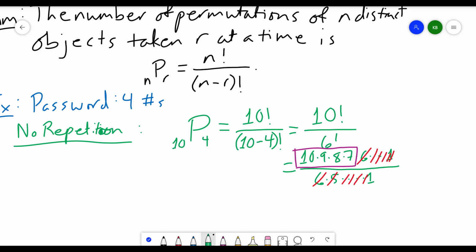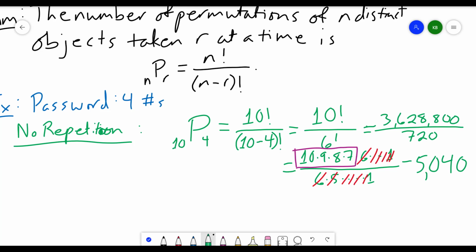So 10 factorial is 3,628,800. And 6 factorial is 720. So you just see that growth from between 6 and 7 or 6 and 10, how much it grew. It's just huge. And if you do that division, 3,628,800 divided by 720, you'll get 5,040.